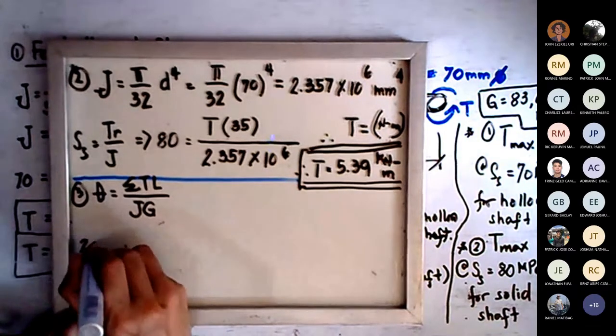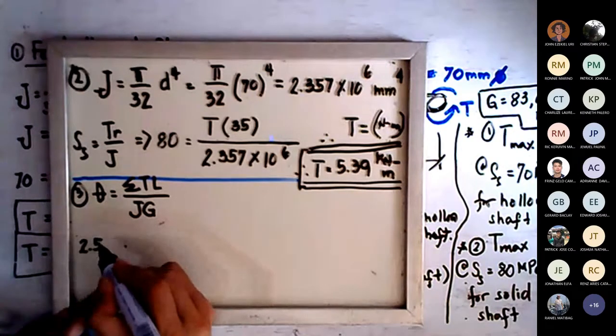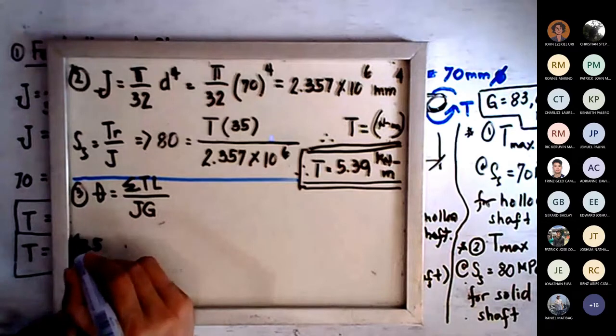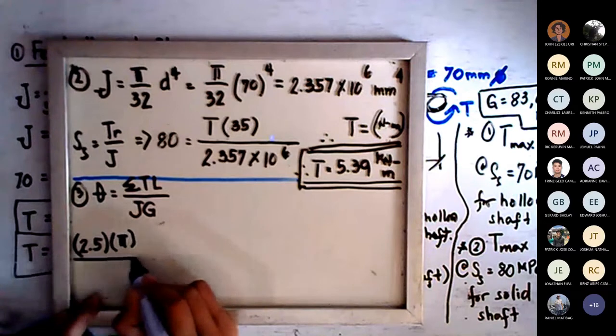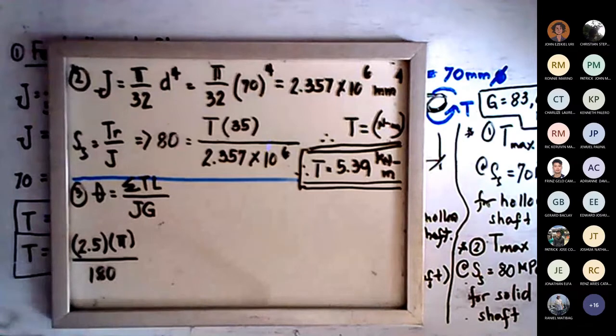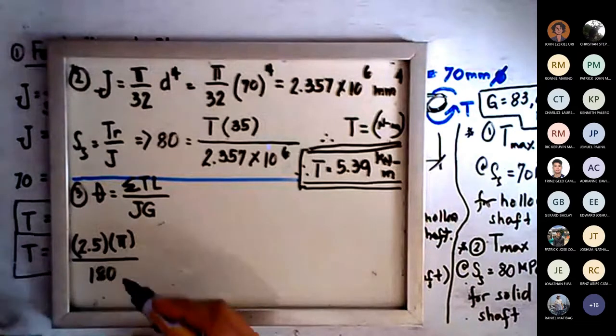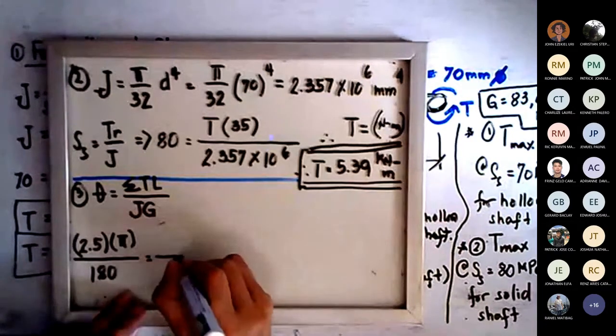Again, according to the problem, limited lang sa 2.5 degrees ang ating angle of twist. So kung i-convert natin into radian ito, you just multiply it by pi all over 180. So take note of that, ha? If you are going to convert the angle into radian, you just multiply it by pi over 180. And that would be equals to T.